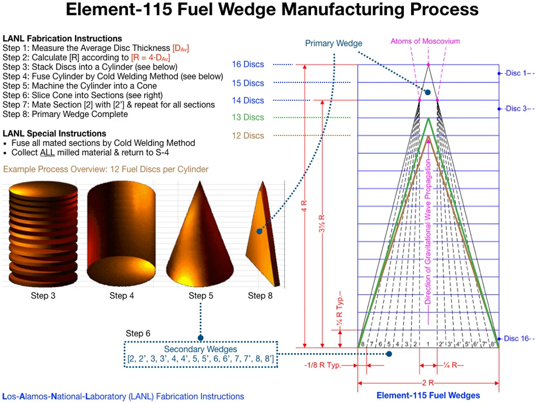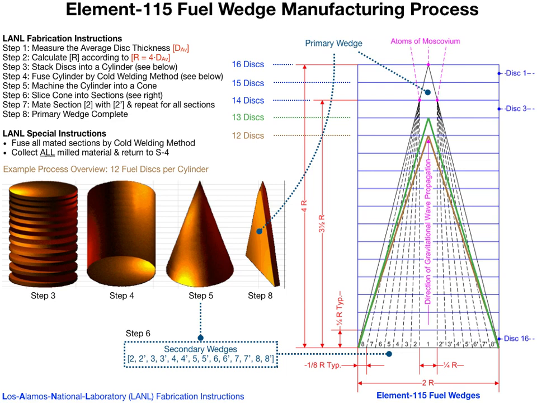Step 7. Mate section 2 with section 2' and repeat for all sections. Once mated with their mirror section, each mated section forms a new wedge. Step 8. The primary wedge is complete. 2 special instructions should be noted. 1. Fuse all mated sections utilising the cold welding method. 2. Collect all milled material and return to S4.